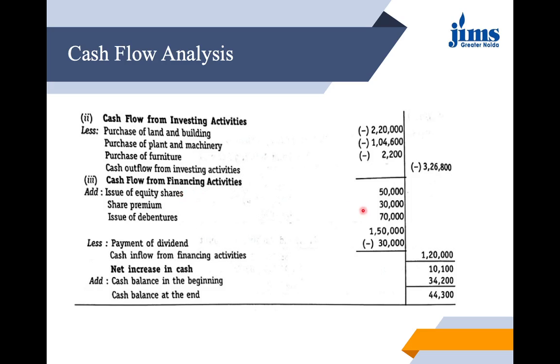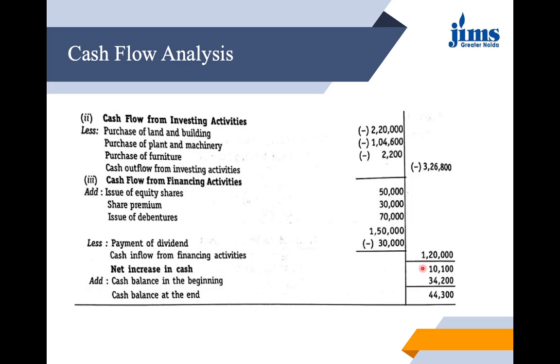Finally, the cash flow from financing activities, we have to add where we are receiving the money, that is issue of equity shares, that is 50,000, share premium, that is 30,000, issue of debentures, that is 70,000. Total is coming out as 1,50,000. And last amount that we have in this is the payment of dividend, that is 30,000, and finally we are able to obtain cash inflow from financing activities.